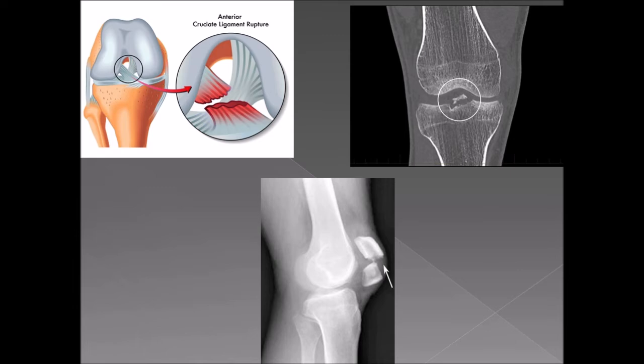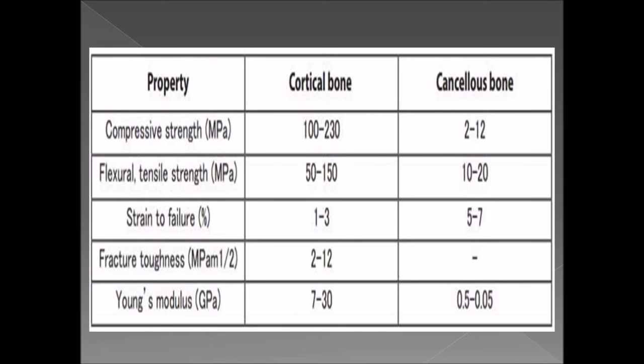Moving on to the next slide. So now here we are showing the different properties of cortical and cancellous bone. Here we are discussing the compressive strength, tensile strength, strain to failure percentage, fracture toughness, and Young's modulus of elasticity. As far as the compressive strength of cortical bone is concerned, we can see that it is about 230 megapascals.